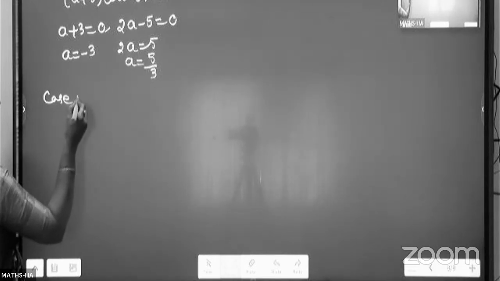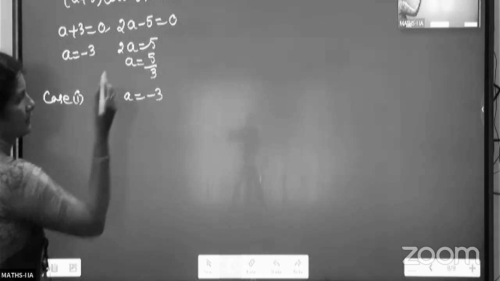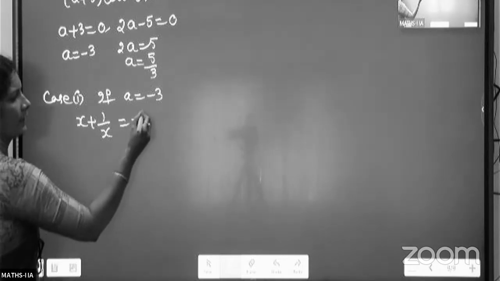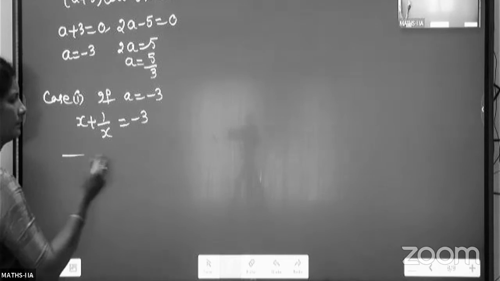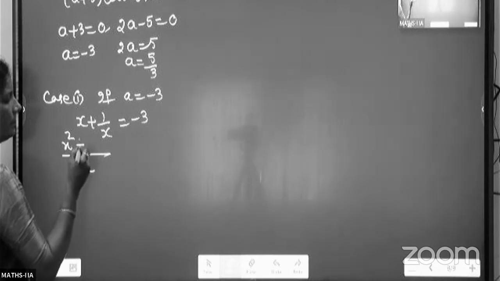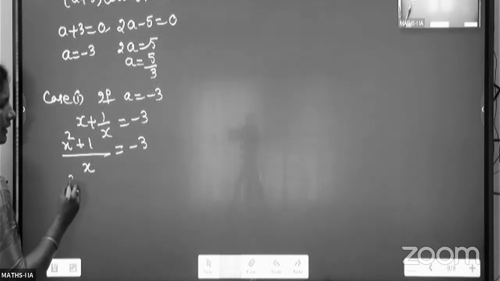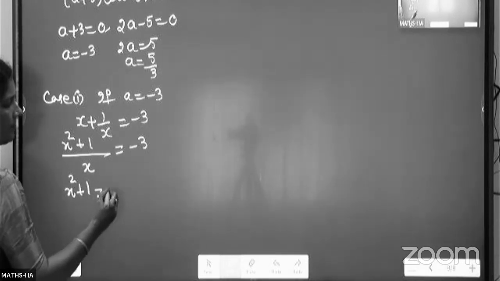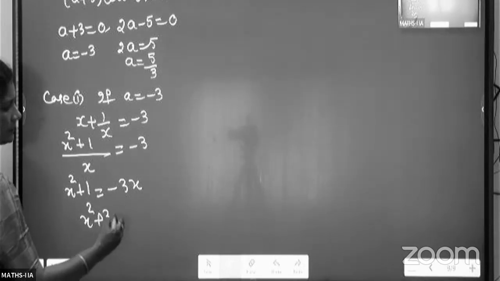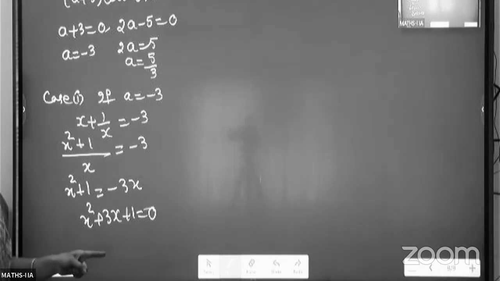Case 1. What is case 1? If a is equal to minus 3, go to your a value. What did we suppose a as? x plus 1 by x is equal to minus 3. Take LCM. LCM is x. So x square plus 1 is equal to minus 3x. Cross multiply. Bring this side. x square plus 3x plus 1 is equal to 0.